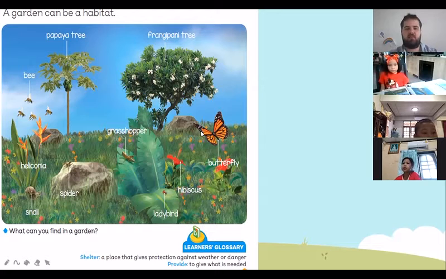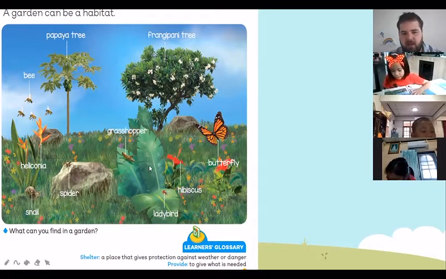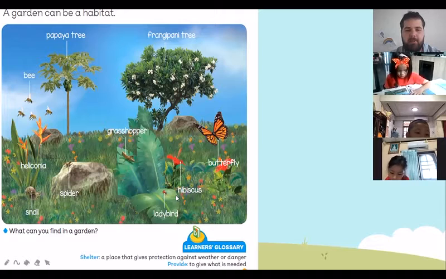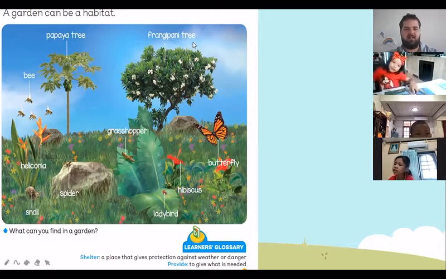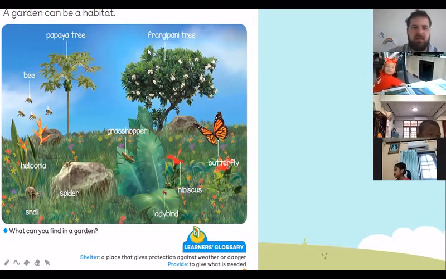So those are the animals that live in the garden. Let's look at the plants. What plants are in our garden? So our first one is the papaya tree. Over down here, we have the hibiscus. Up here is called the frangipani tree. I hope I'm pronouncing that right. Yes, it's very hard.